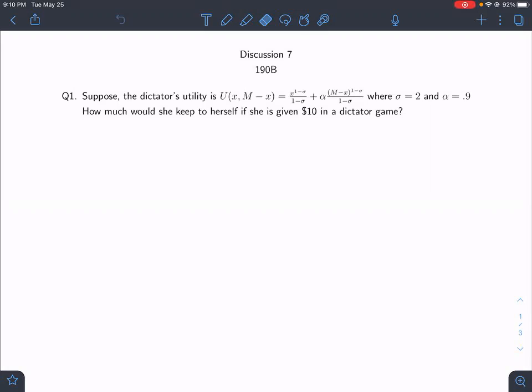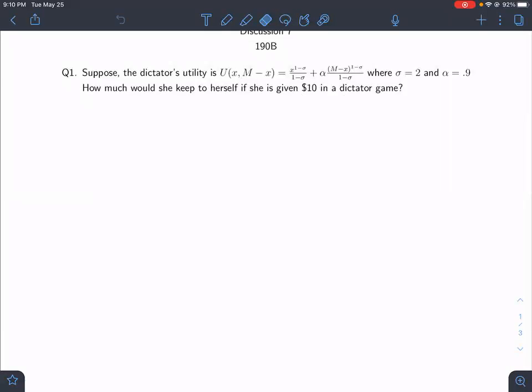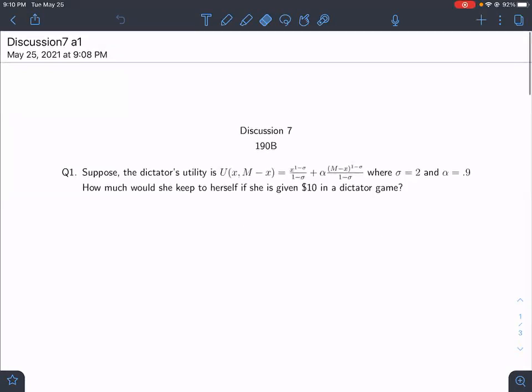Okay, so question one resembles question one in the homework. I think there was a question two. Yes, I was skipping one of the questions in the homework. I think I was skipping inequity aversion. That part, I think, is not that difficult to solve, so let me skip that question.